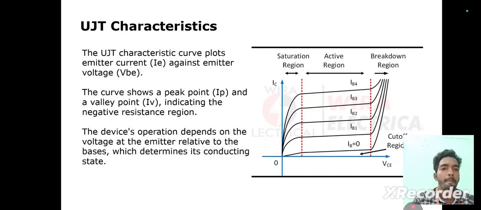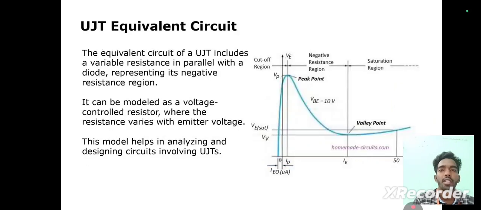Here you see the characteristics of a UJT: saturation region, active region, breakdown region. If we increase the graph, the active region will show IB4, IB2, IB1, IB equal to 0, and at the bottom also the cutoff region. Next, UJT equivalent circuit.